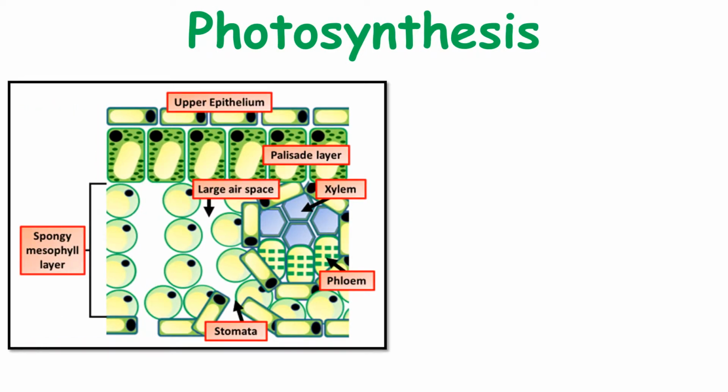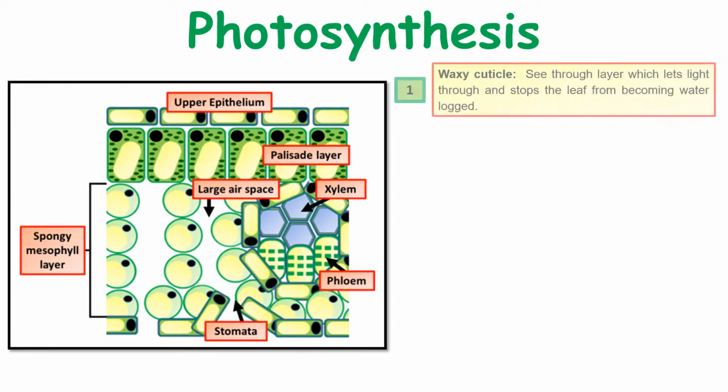In lots of questions, they'll ask you about the structure of the plant or the structure of the leaf. It's important that you know the key layers and what each layer does. At the top, we have a waxy cuticle. In terms of photosynthesis, the waxy cuticle is transparent, so it allows light through while still stopping water from entering the leaf from above.